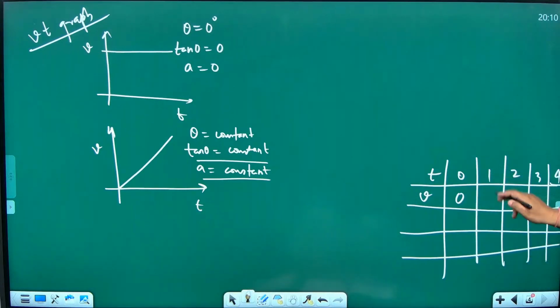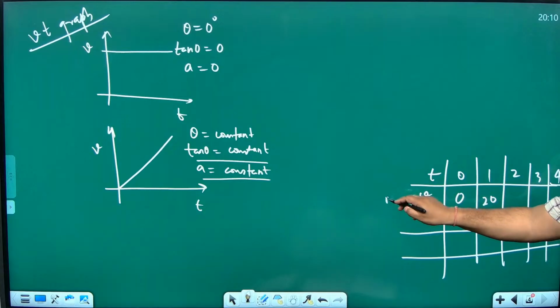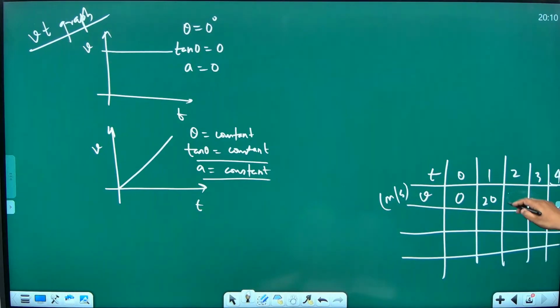For the first second, velocity became 20. Everything is in meter per second, okay? Then it became 40. Then it became 60. Then it became 80. This is the velocity value. If I want to write what acceleration is, acceleration is (v minus u) by t. So (20 minus 0) by 1, how much will that be? 20 meter per second square, right? In the first second. Then (40 minus 20) by 1, how much is that? Same 20. (60 minus 40) by 1, same 20. So everywhere it is 20, 20, 20 only. Are you understanding, Kashika?